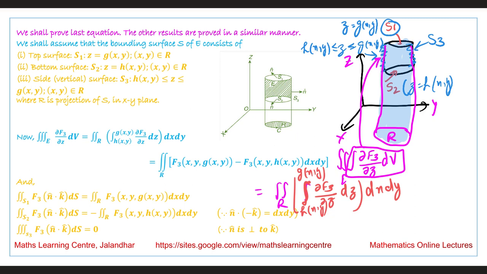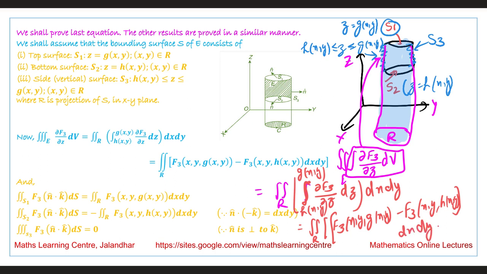So on solving this, what we obtain is the double integral over R of f3(x,y) g(x,y) minus f3(x,y) h(x,y), and then we have dx dy. Now if we calculate the values of the double integrals, the first we have is the double integration over S1 of f3 n cap dot k cap into dS.